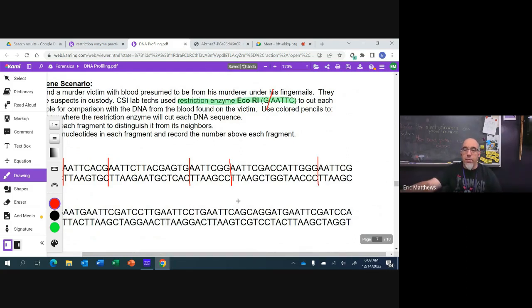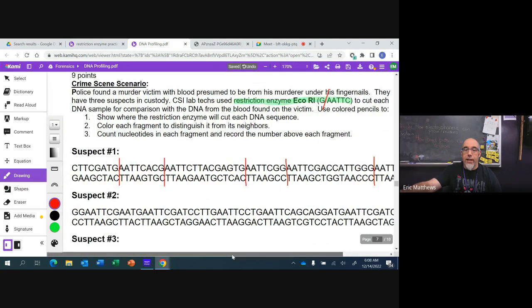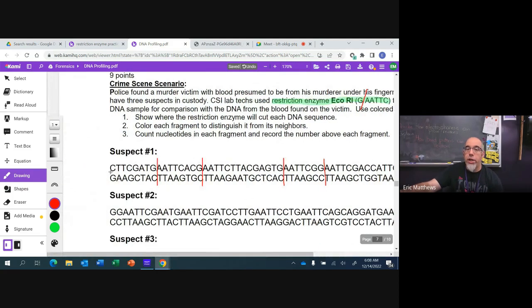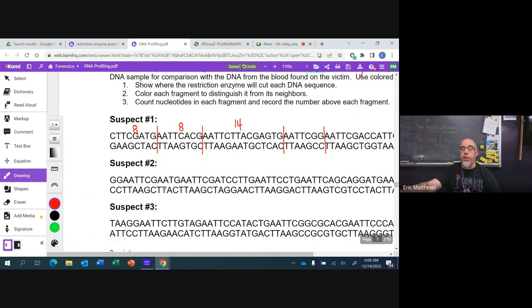Now, just like last time, you then want to go back, count out the number of letters on each one in order to get your fragment size. So 1, 2, 3, 4, 5, 6, 7, 8. And then 3, 6, 8. 3, 6, 9, 12, 14. You guys get the idea. You'll do that for each one of these 3 suspects.